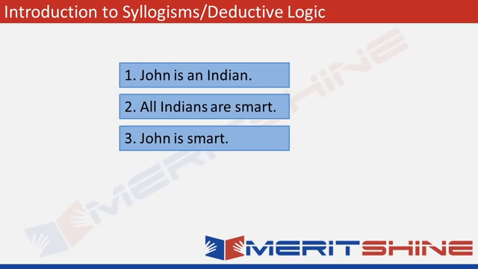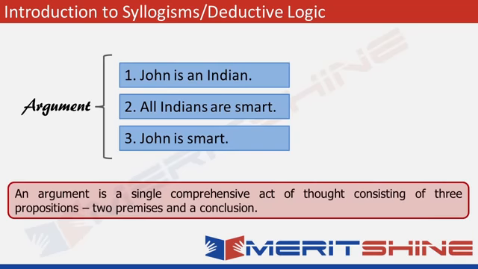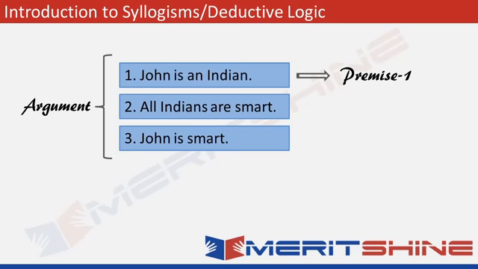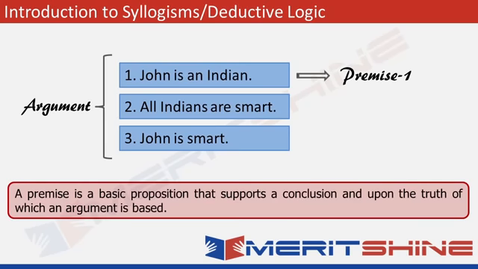Now this set of 3 statements becomes an argument. It's defined as a single comprehensive act of thought comprising 3 propositions, 2 premises and a conclusion. So the first 2 statements are premises and the third statement is the conclusion. This is premise 1. A premise is a basic proposition that supports a conclusion and upon the truth of which an argument is based. So for this argument to hold, you will have to assume that the premise given is true.